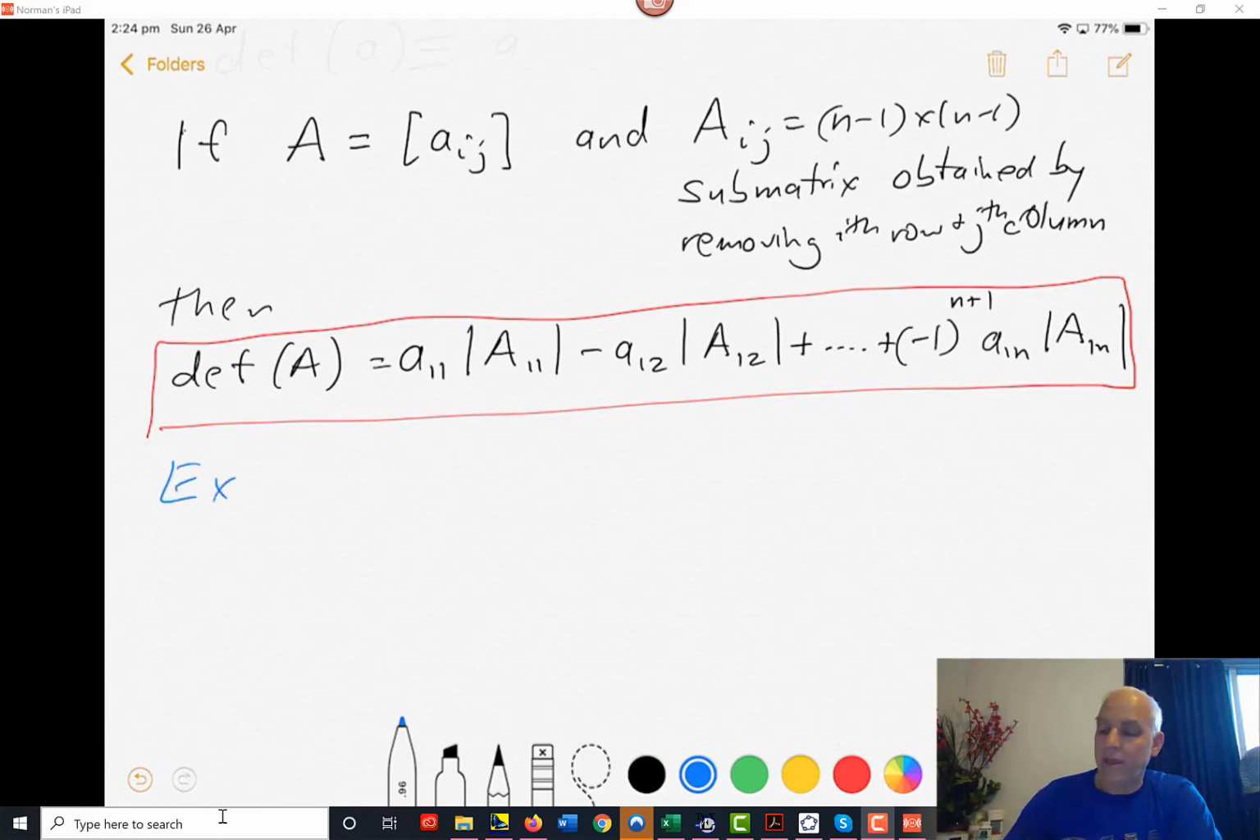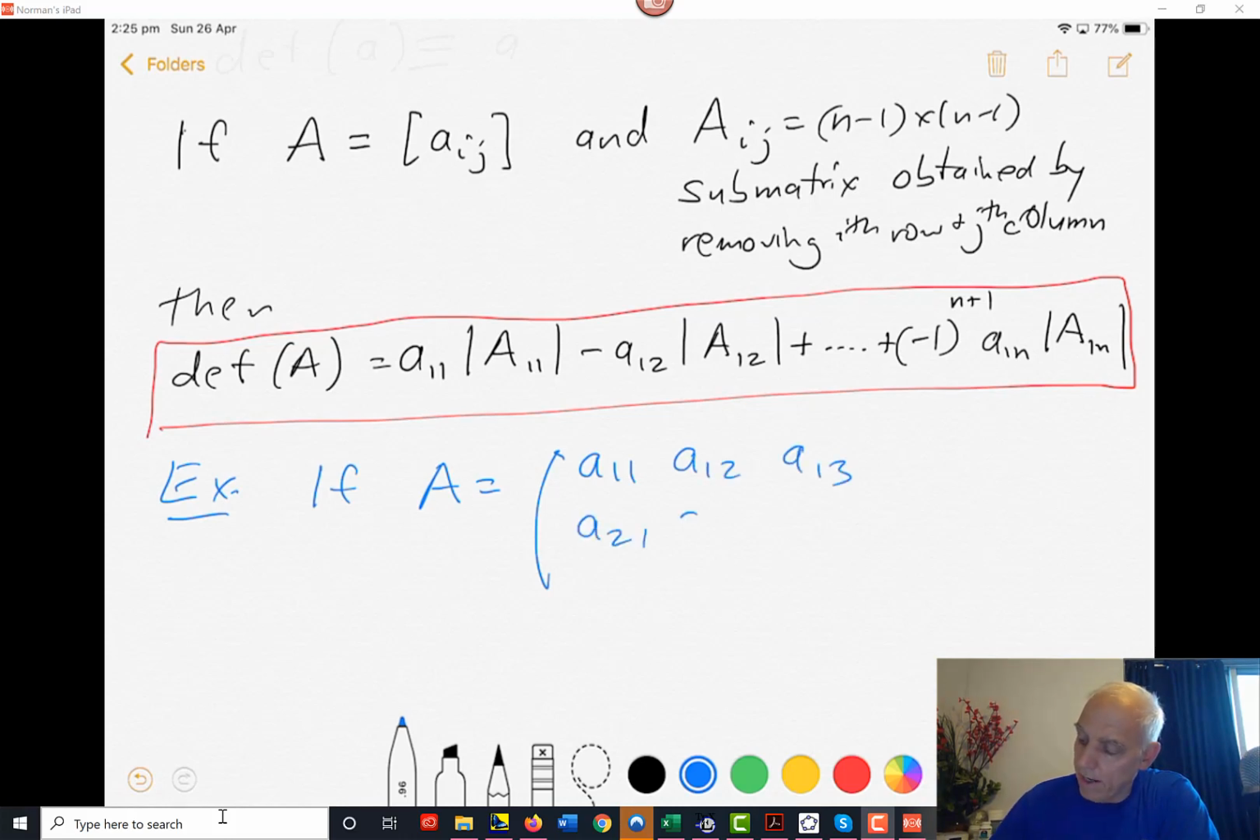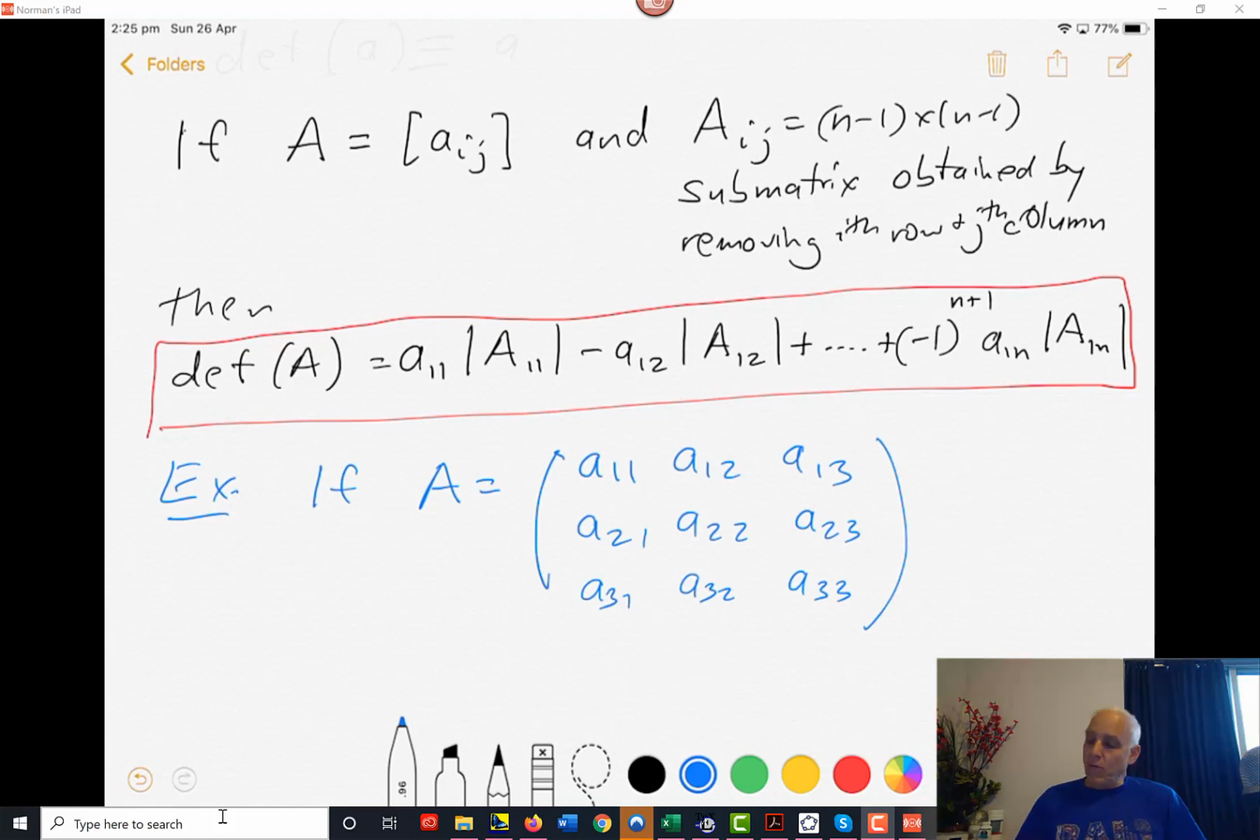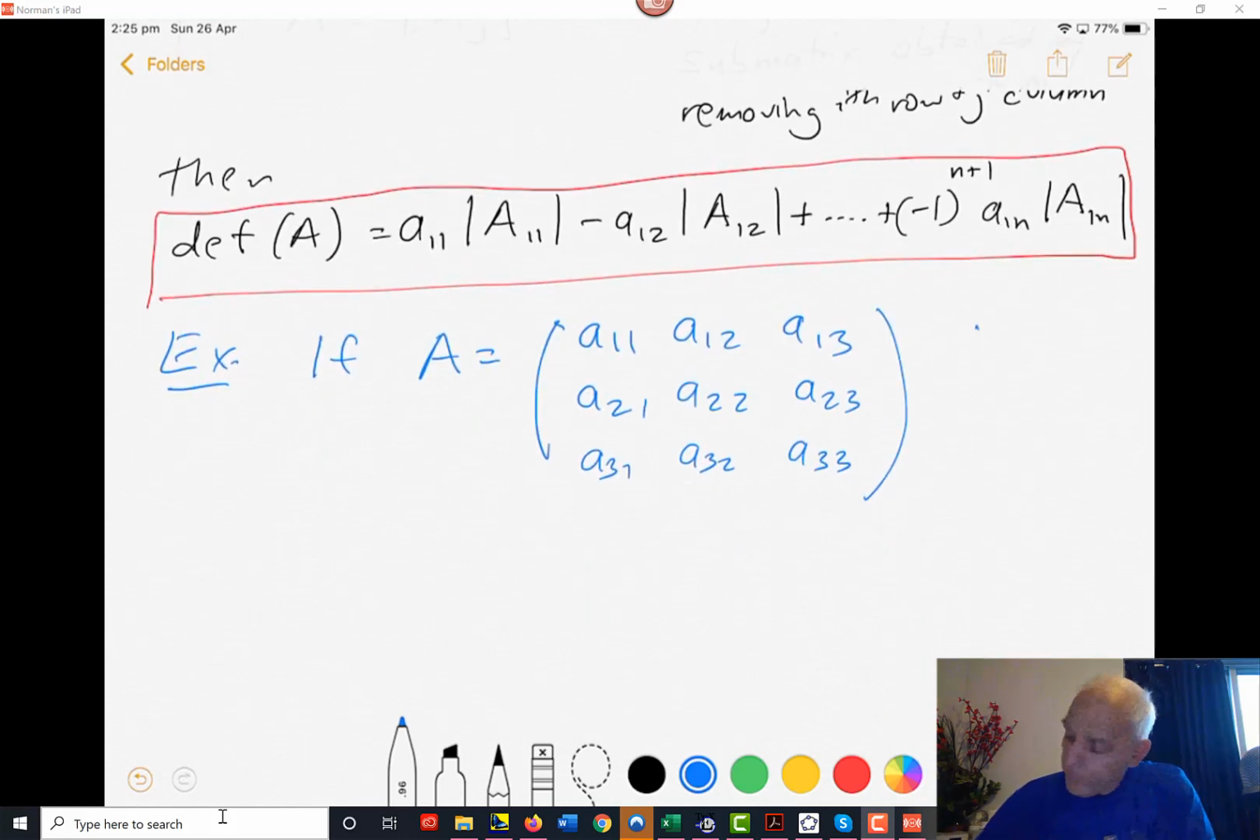Let me illustrate this again just to make sure we're all on the same page. I'm going to do it with a 3 by 3 matrix, but now with the entries a little bit more organized, not a's, b's, and c's, but rather a_ij's. So let's suppose that A is a 3 by 3 matrix: a_11, a_12, a_13, a_21, a_22, a_23, a_31, a_32, a_33. Then how do we calculate the determinant from this formula?